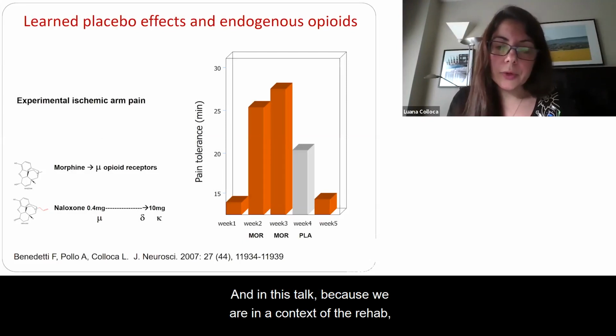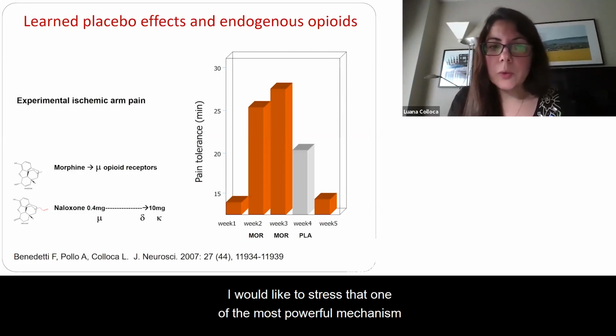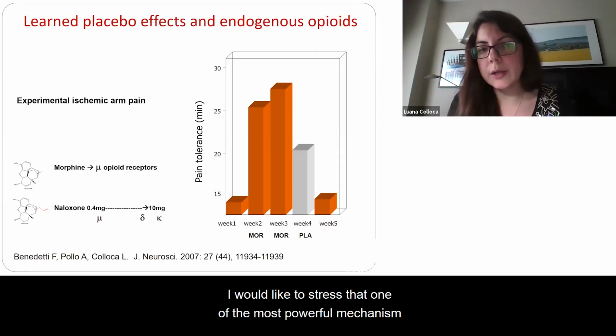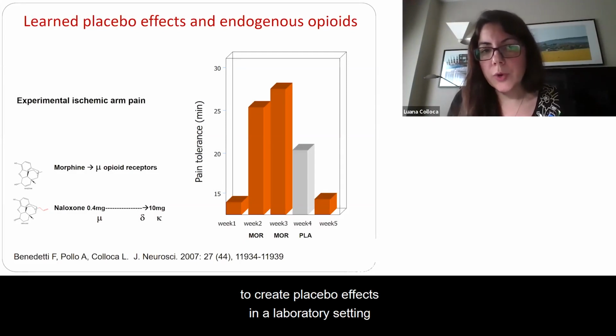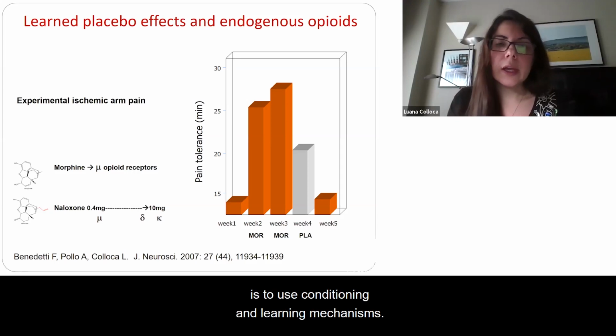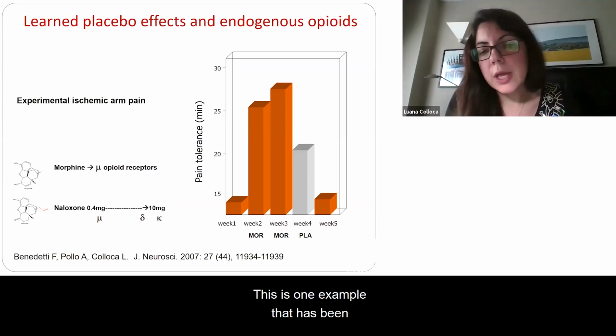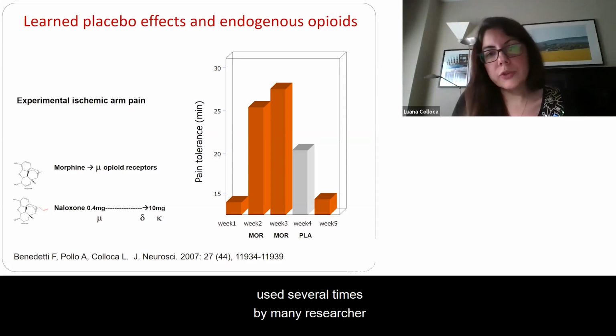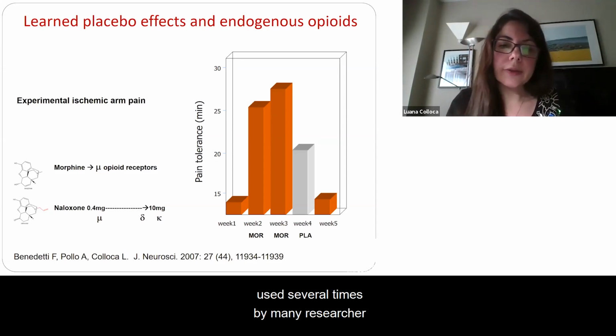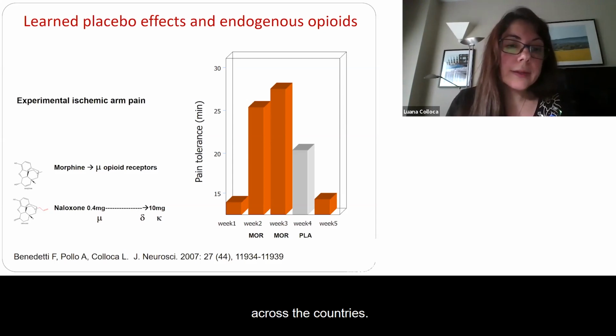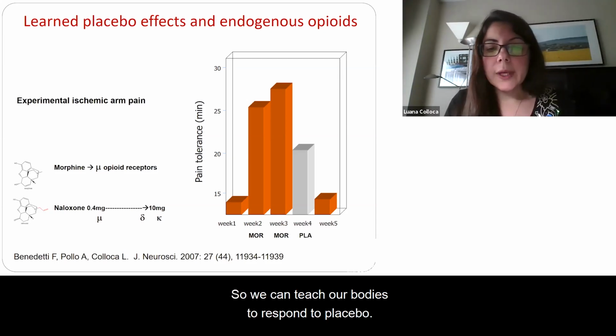And in this talk, because we are in a context of rehab, I would like to stress that one of the most powerful mechanisms to create placebo effects in a laboratory setting is to use conditioning and learning mechanisms. This is one example that has been used several times by many researchers across the countries. So we can teach our bodies to respond to placebo.